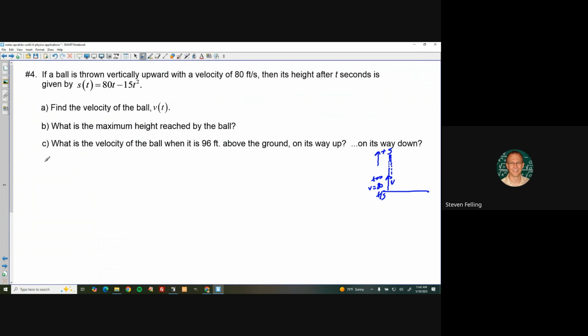Find the velocity. So for part A, we're simply taking the derivative. Velocity is the derivative of the position. So that is 80 minus 30t. That's all we need to do for that.